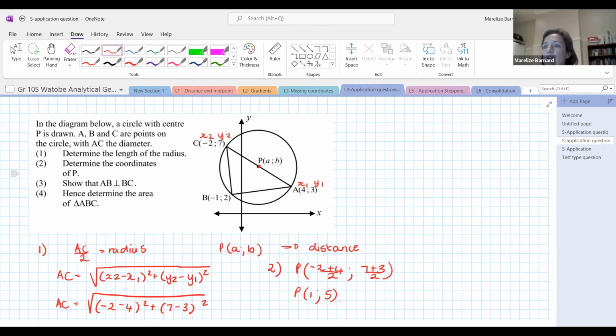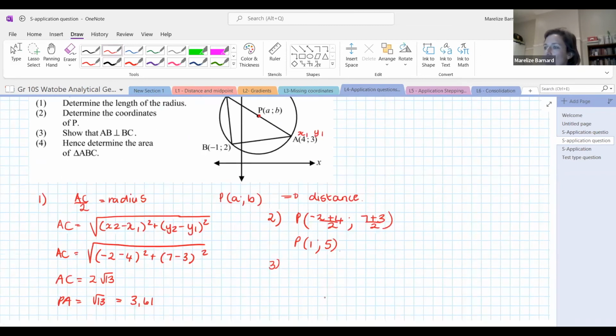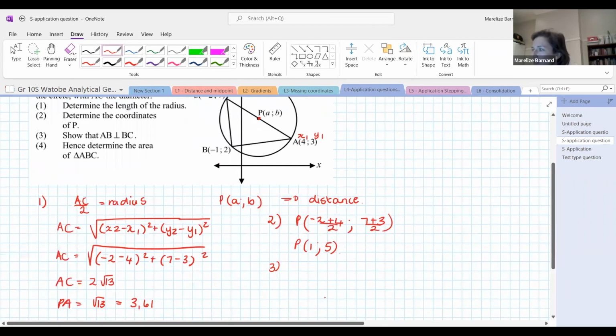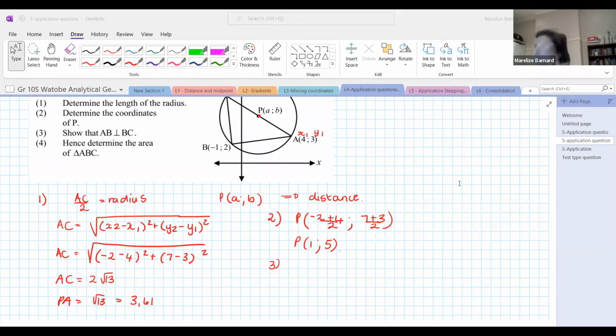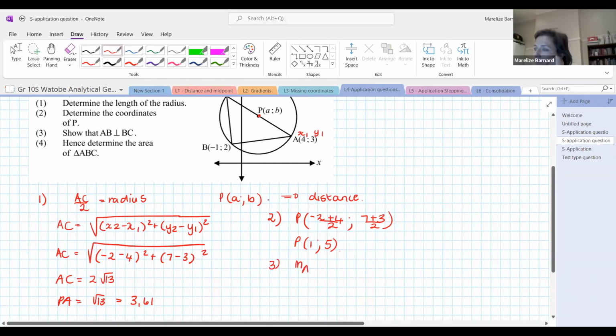Okay. Now, show that AB is perpendicular to BC. How will we show that two lines are perpendicular? This you did in the gradients lesson, so you should know. And it's very similar to the question we just did with the rhombus as well. Hi, Monica. Tell me, how are we going to show that these lines are perpendicular? When you multiply the gradients, they must equal -1.